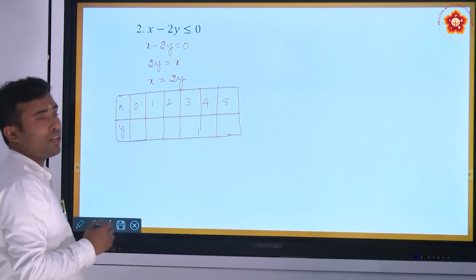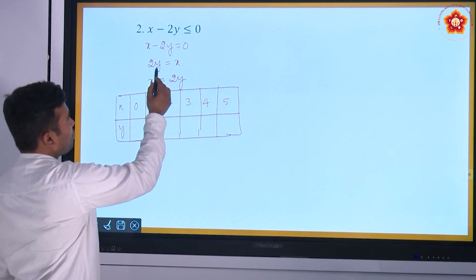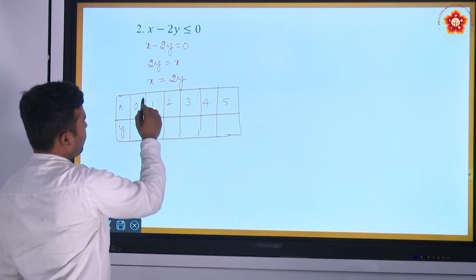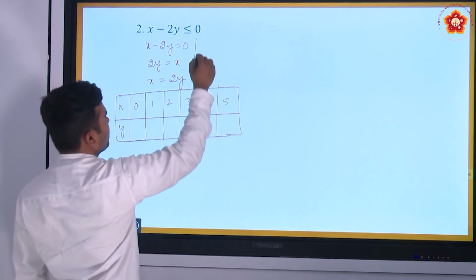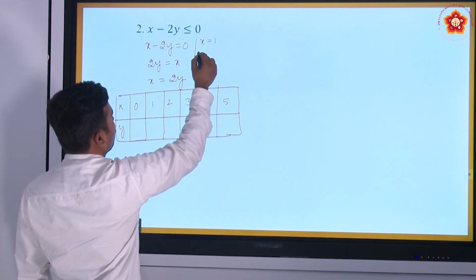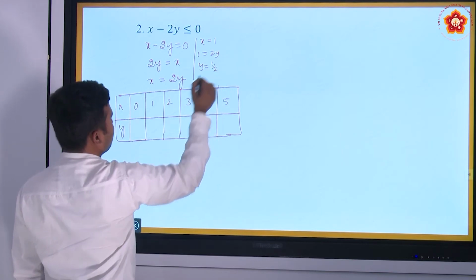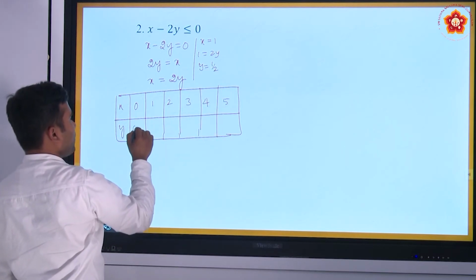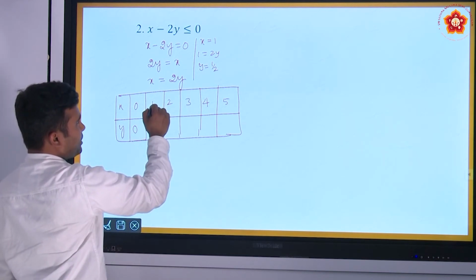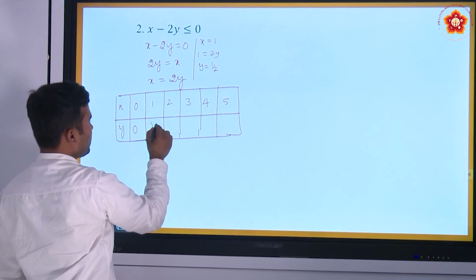So the corresponding values of y will be, if x equal to 1, what about y? You can substitute here. x equal to 1, 1 is equal to 2y. So what is y? y is 1 by 2. So when x equal to 0, y also becomes 0, and when x equal to 1, y will be 1 by 2, or 0.5.